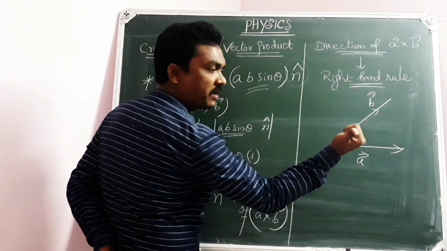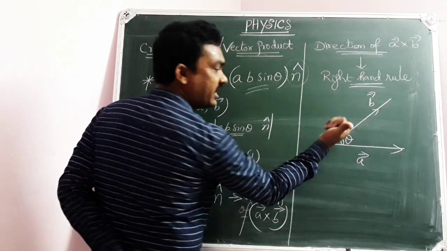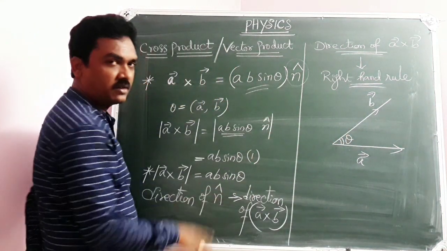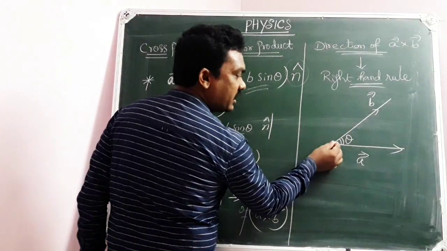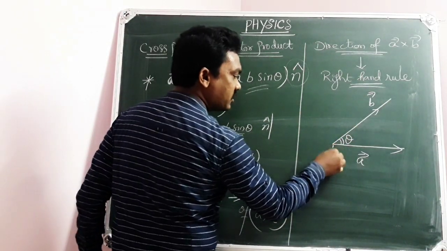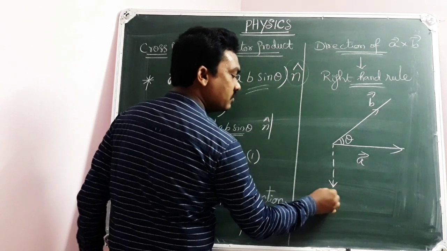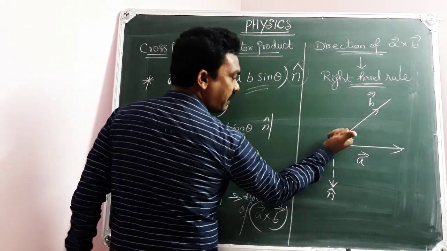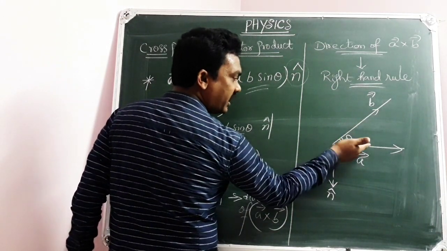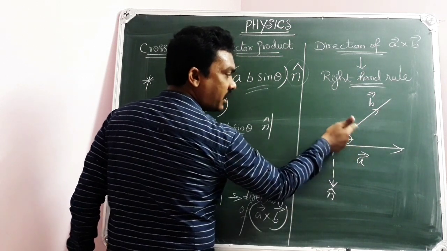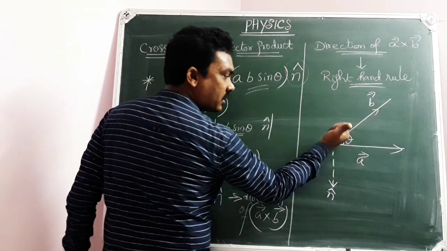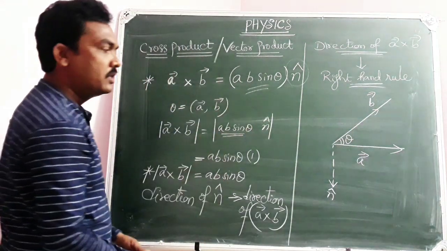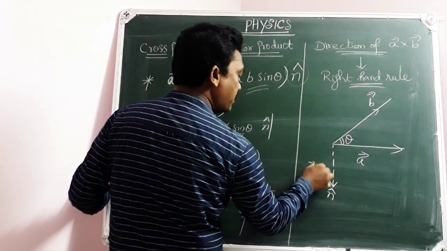The thumb is perpendicular to the plane of the board, which indicates the direction of A bar cross B bar, which is also the direction of the unit vector. I can't draw it in this way, so I draw like this, which is n cap. This is perpendicular to the plane of the board containing A bar and B bar. A bar and B bar are present in the plane of the board. Now A bar cross B bar is in the direction perpendicular to the plane of the board, outward. Outward. This is the direction of A bar cross B bar.